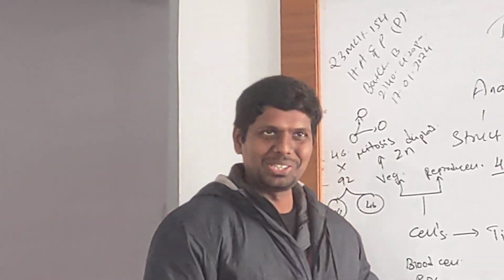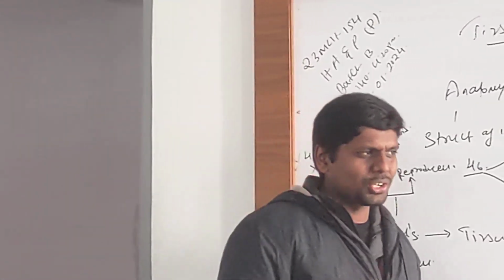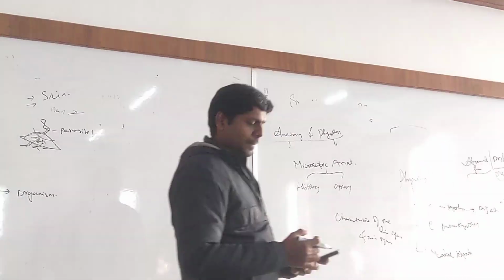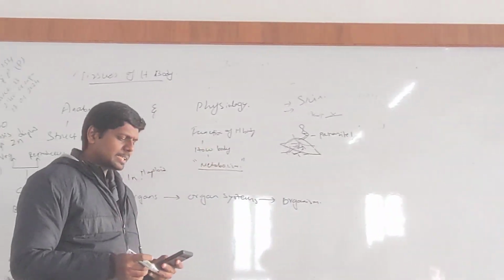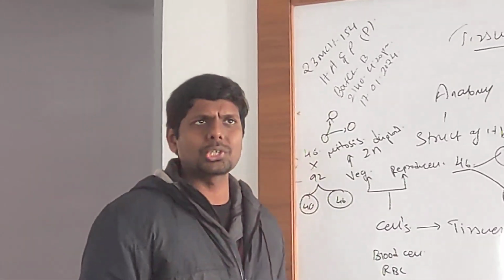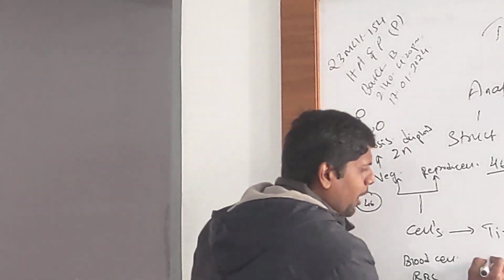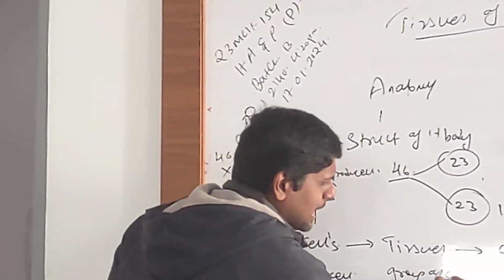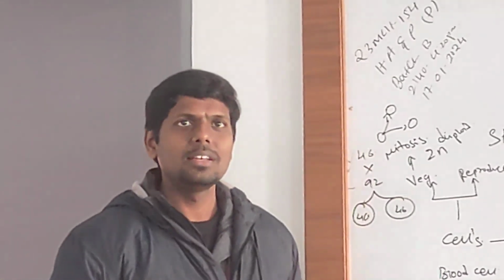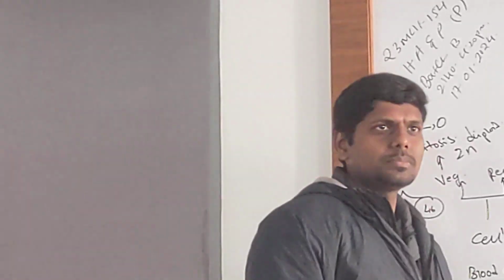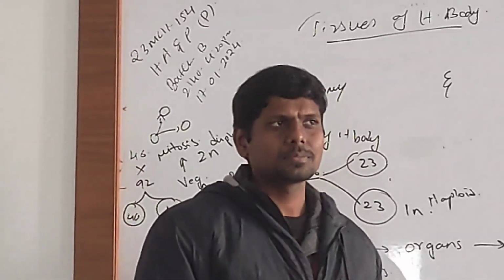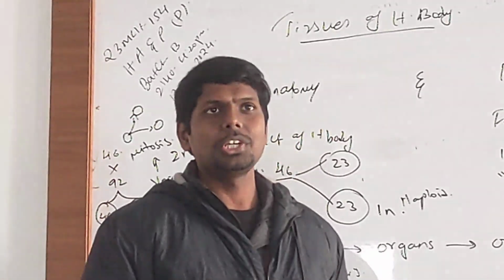Fine. So now you understood cells, right? What is a tissue? What is the definition of a tissue? Tell the students. Yes, a group of cells together will make a tissue. That is your definition, right? Then give me an example of a tissue. Tissue example, students.